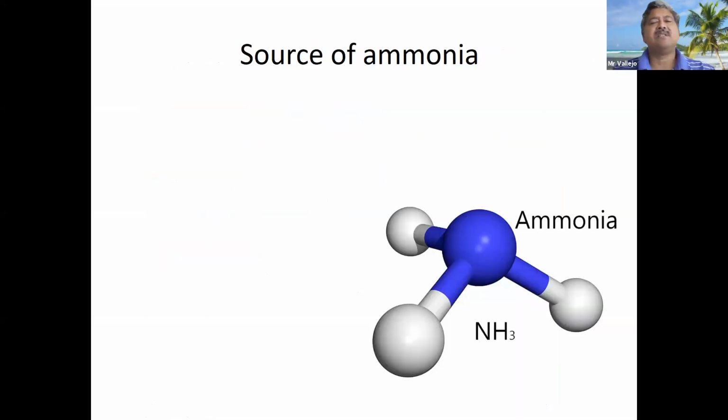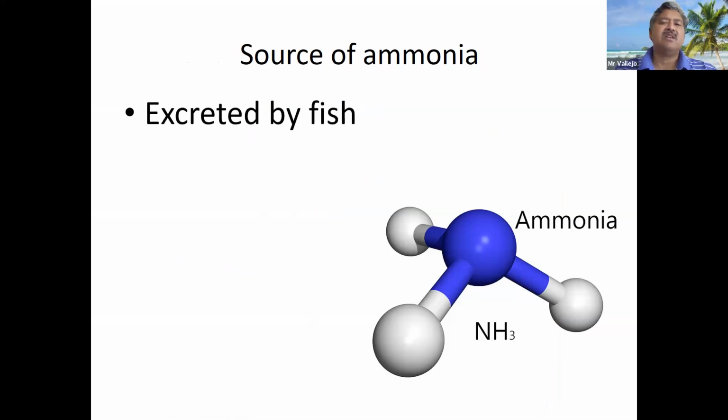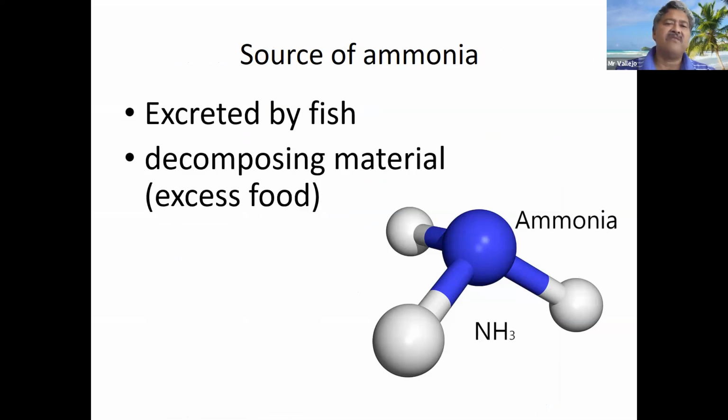Well, what happens is if you have too much nitrogen, then that turns into ammonia. Ammonia is excreted by fish, and it's also the extra food if you overfeed your fish. There are ways to get rid of this ammonia by bacteria, but we need to have that balance. And if you have too much extra food, you're going to have too much ammonia.